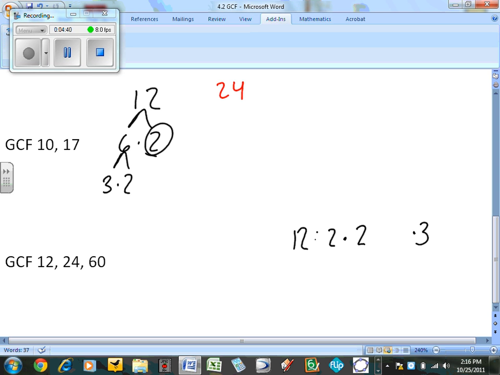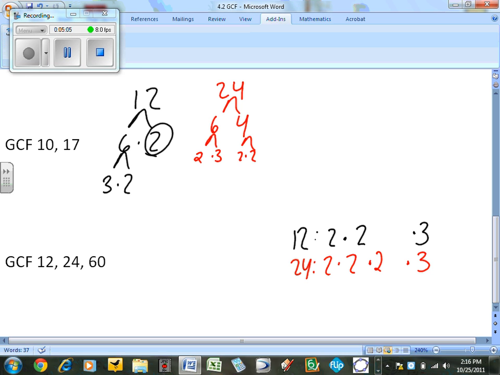24. 6 times 4 is 24. Neither of those are prime, but I can break down 6 into 2 times 3, which are both prime, and 4 into 2 times 2. So 24 can be written as 2 times 2 times 2 times 3. So I have three 2s and one 3.